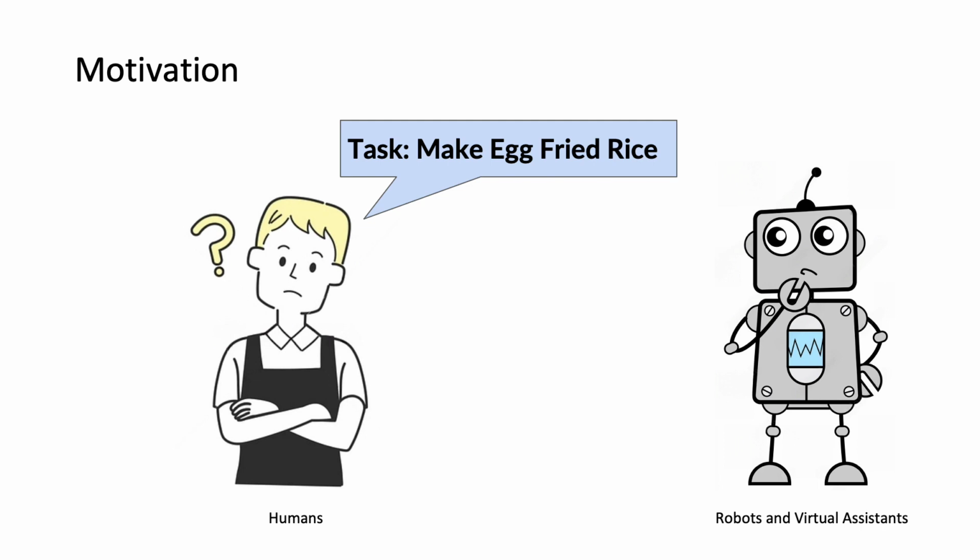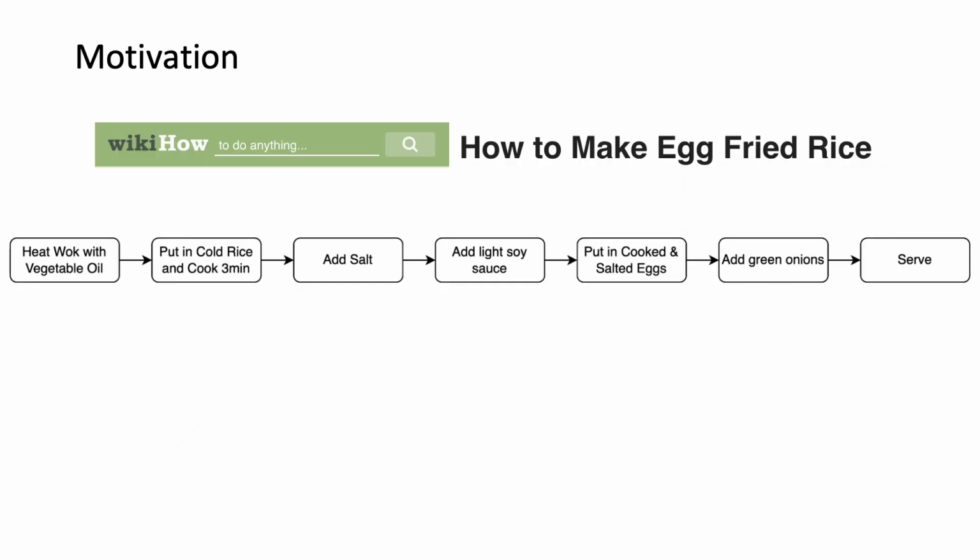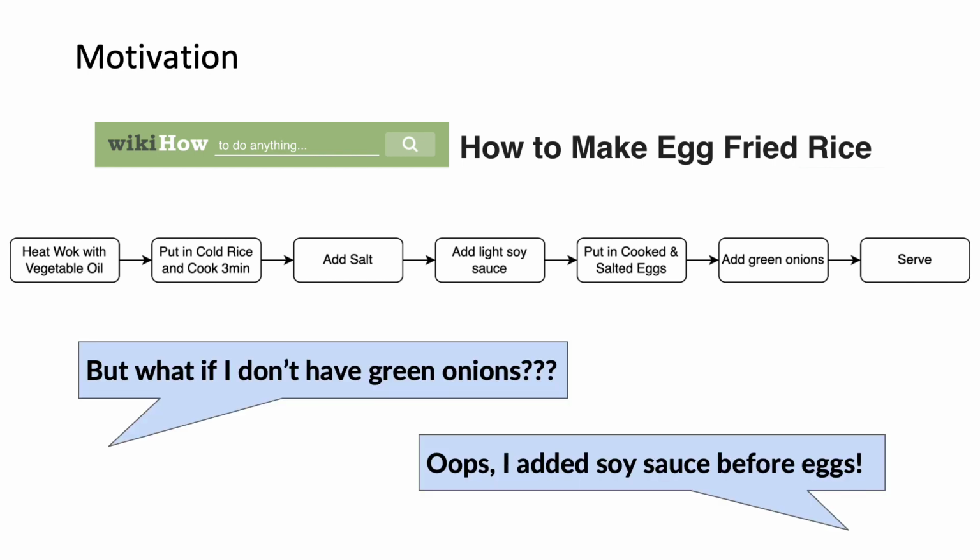As humans, we're constantly learning and executing everyday tasks such as making egg fried rice. The same ability is expected of robots and virtual assistants. So, what resources do we have out there to teach us how to perform these tasks? First, there are online textual sources such as WikiHow, which provides a linear sequence of steps to guide us through the task. However, problems may arise during our execution due to empirical circumstances.